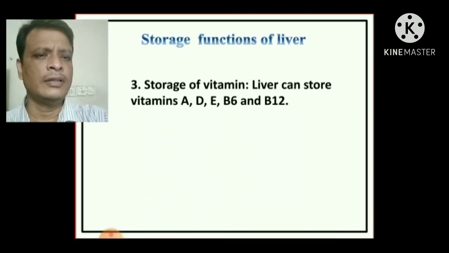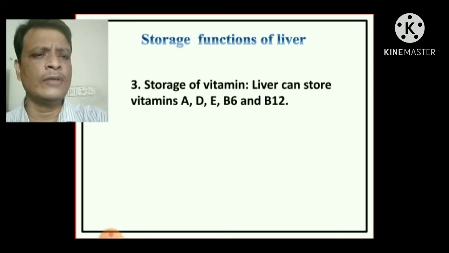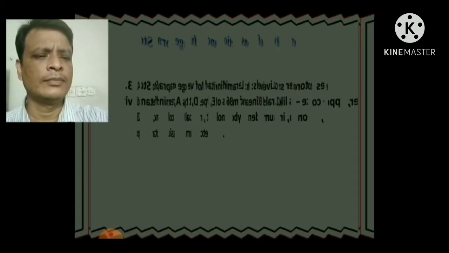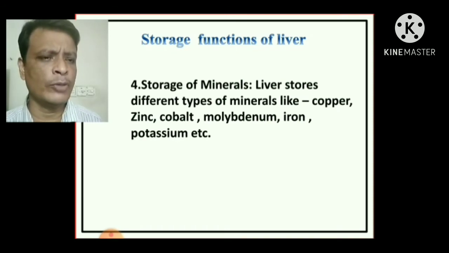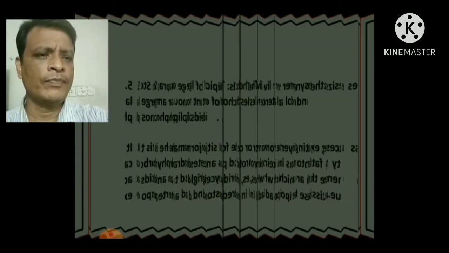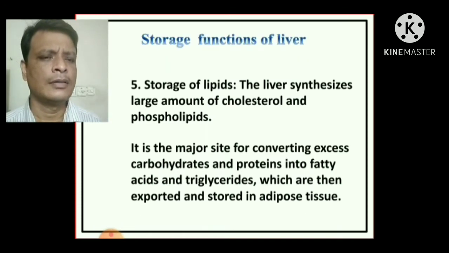And the third storage function is the storage of vitamins. The liver can also store vitamins A, D, E, B6 and B12. The liver can also store some minerals like copper, zinc, cobalt, molybdenum, iron and potassium, etc. And the liver can also store some lipid. Storage of lipid is one of the most important storage functions of the liver.